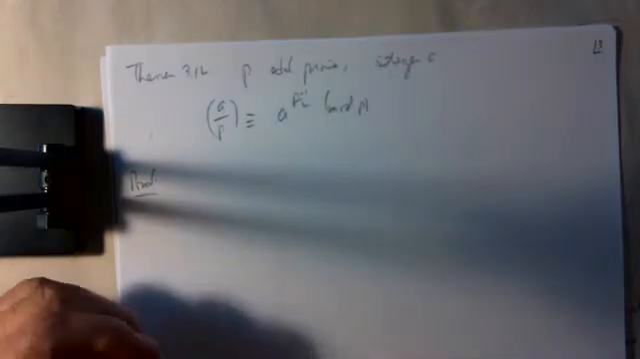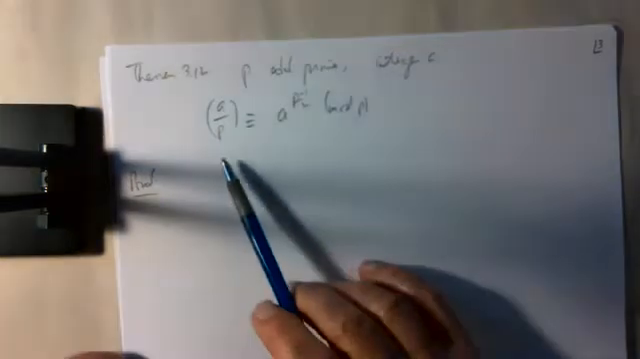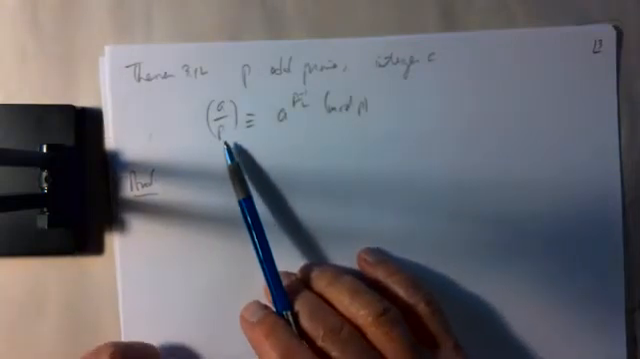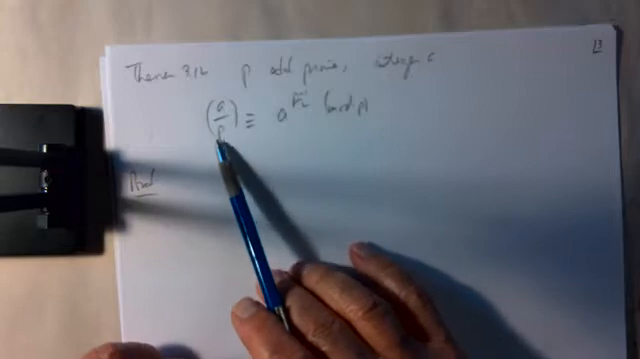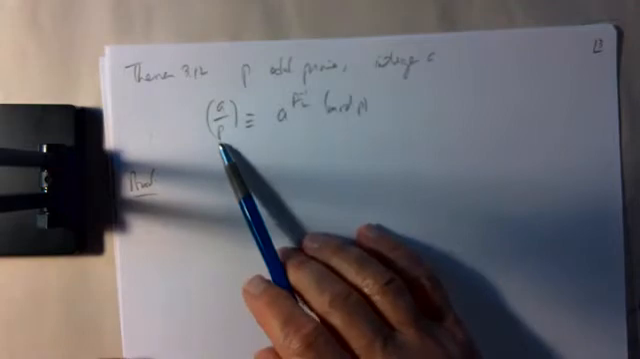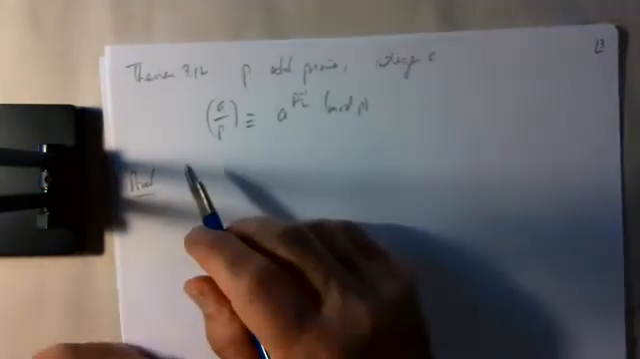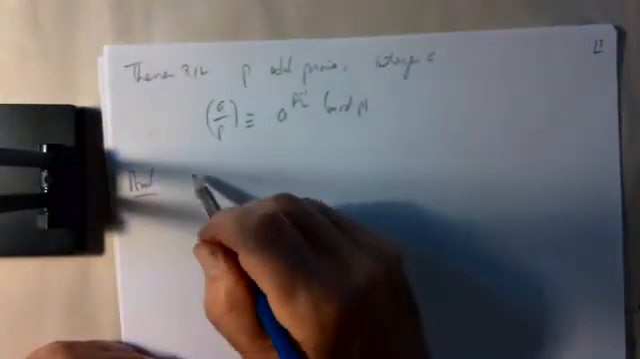Okay, so the general question we want to solve is, given a prime p, find the quadratic residues. How do you know if a given integer is a quadratic residue? And the quadratic residue is, in a sense, determined by the Legendre symbol. a is a quadratic residue if and only if this is +1.